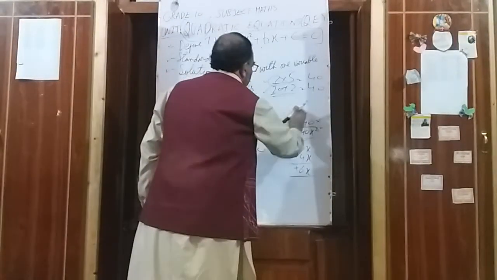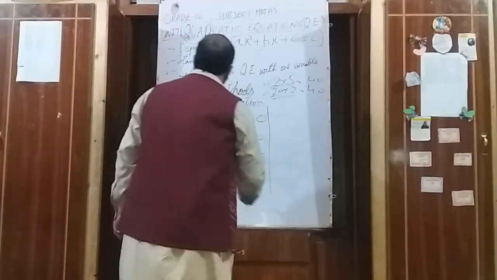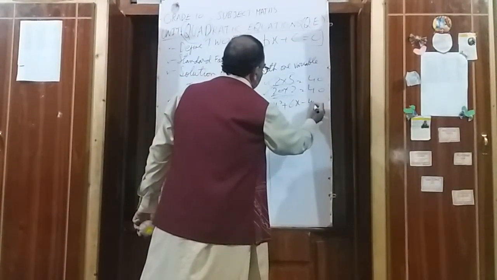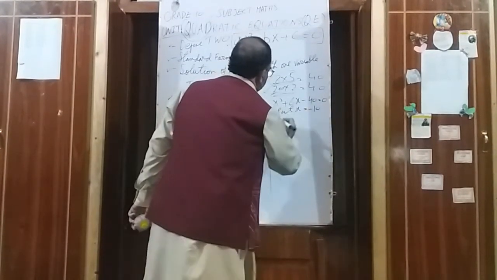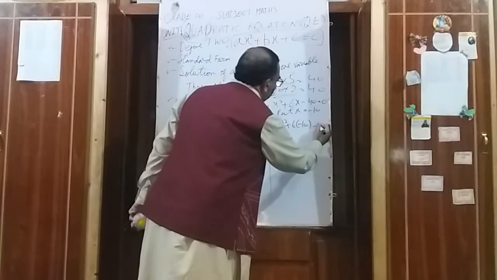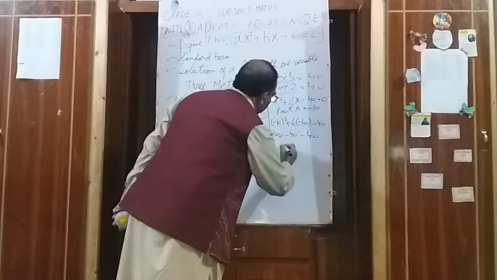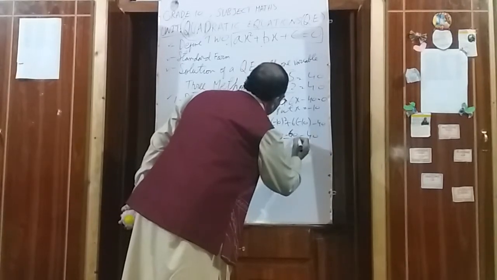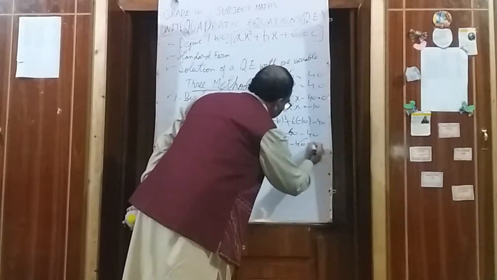So now we will check it by putting in the actual equation. Actual equation is this: x square plus 6x minus 40 is equal to 0. Put x is equal to minus 10: minus 10 square plus 6 times minus 10 minus 40, 100 minus 60 minus 40. So 100 minus 100, this is 40 minus 40, so this will come 0.